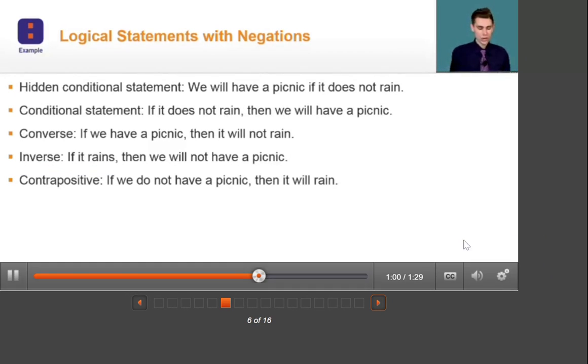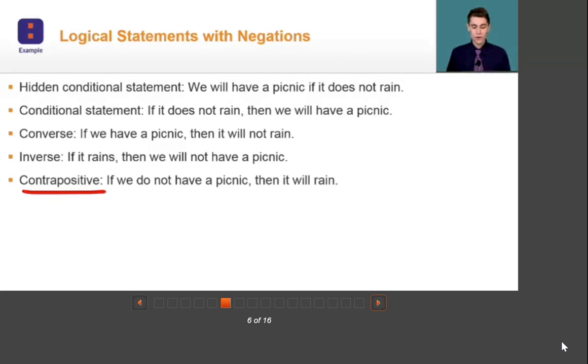And finally, let's take a look at our contrapositive. If we do not have a picnic, then it will rain. So both statements have been switched and negated. Now, I want to point out that this is a true statement.